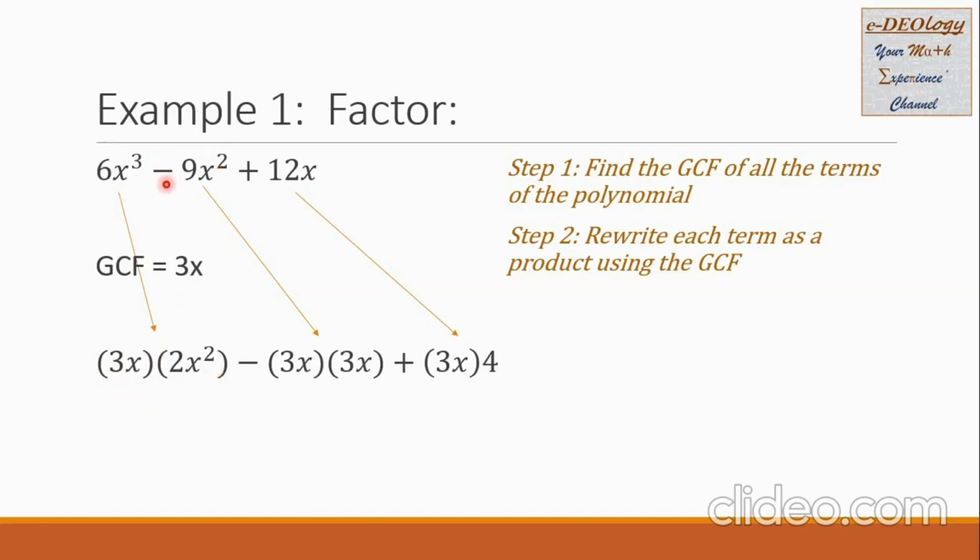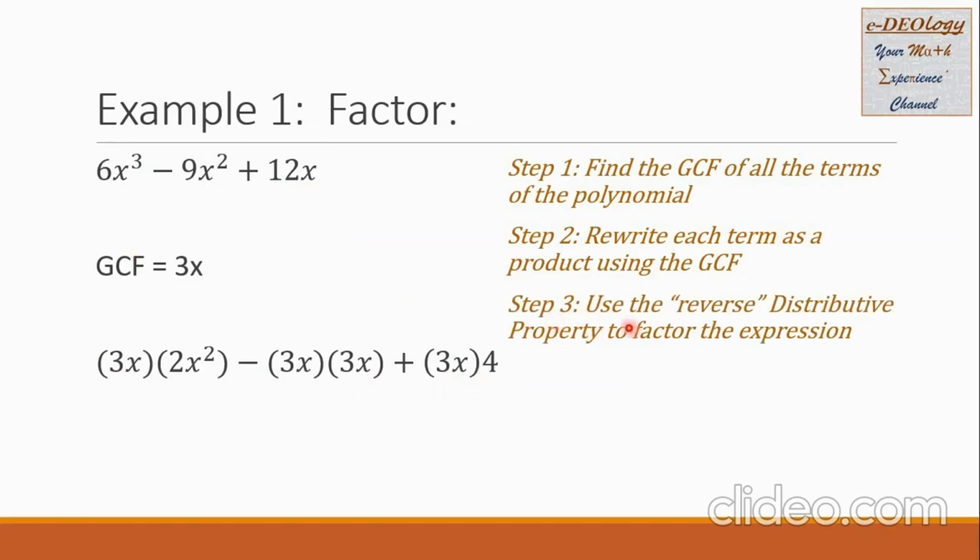The second term, negative 9x squared, is now factored out into negative 3x, the GCF, times the 3x. For the 12x, the factors are the GCF 3x and the number 4.